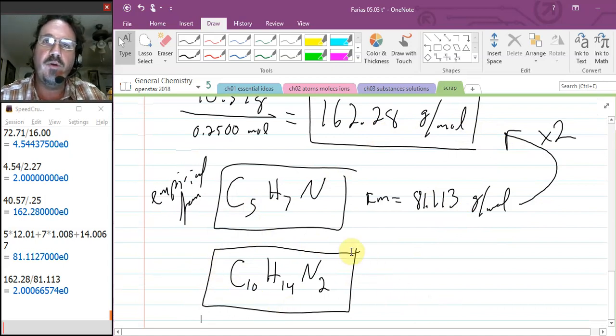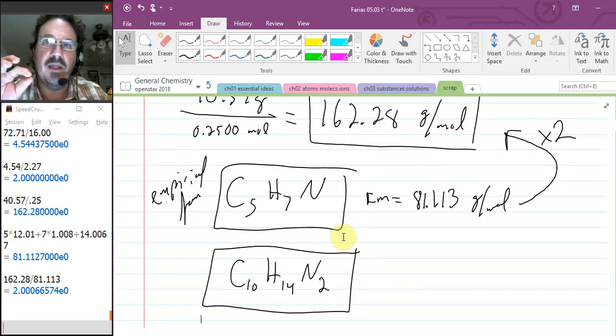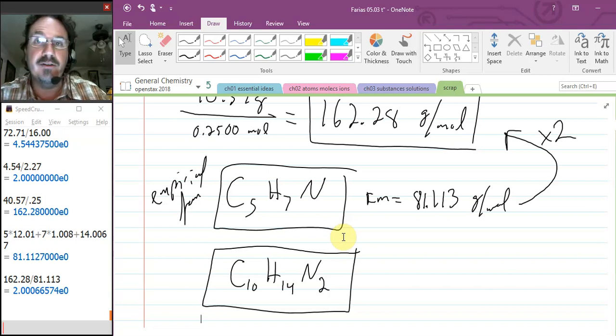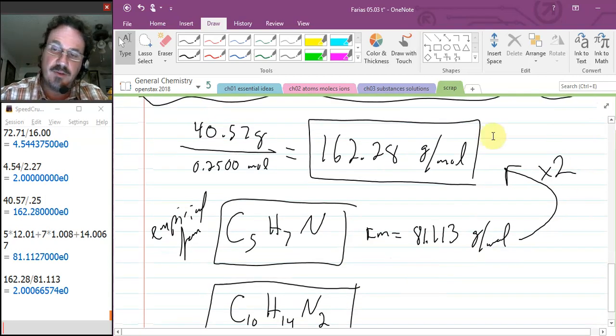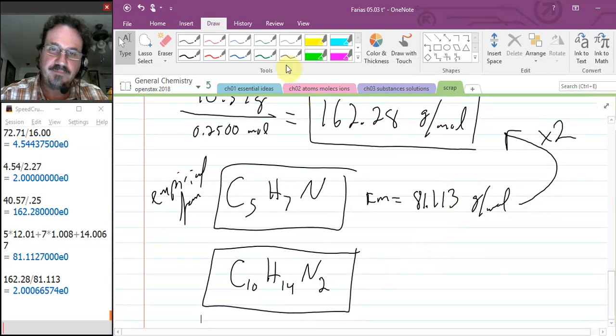So you can get the empirical formula from the percents, but if you're going to calculate the molecular formula, not just the empirical, you need that additional piece of information, such as the formula mass of the true molecule, and then you can do it. Now sometimes it's times 3 or times 6. It's always going to hopefully be some whole number multiple. If you don't get a whole number multiple, then you've probably done something wrong.